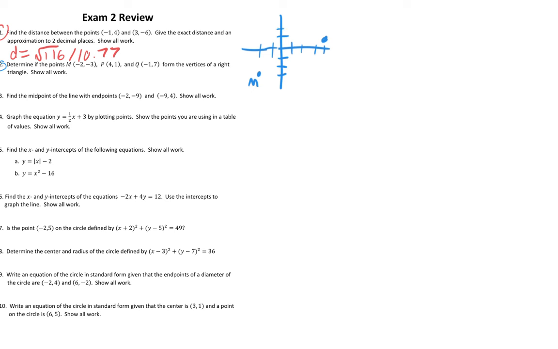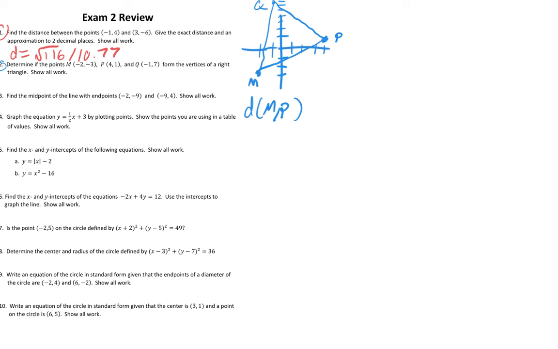Then this last point is going to be up here, right? So this is point P, this is point Q. We want to see if these make a right triangle. It's not going to be very easy to tell off this drawing, so we need to find the distances on each leg, right? So first we're going to find the distance from M to P.